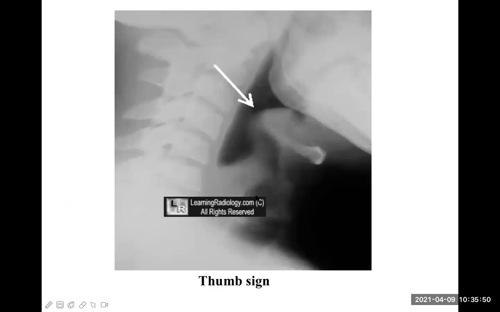Now, see here, this is called the thumb sign. Okay, this swollen structure which is seen here. This is a lateral view of the neck, lateral X-ray of the neck. This is called the thumb sign. This is the swollen epiglottis which is seen here. This is the hyoid bone, hyoid bone, and this is the epiglottis. This is the air which is present in the airway.